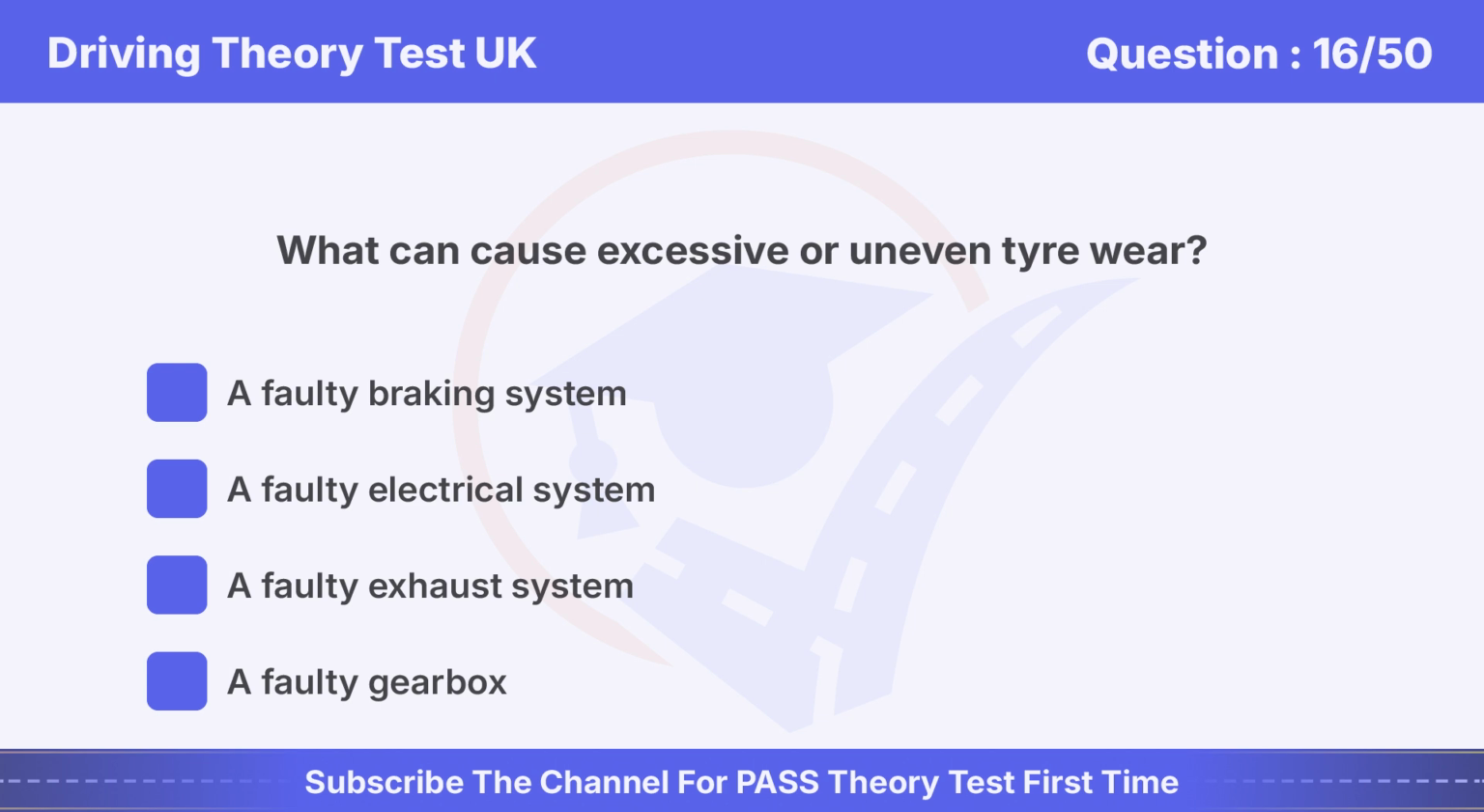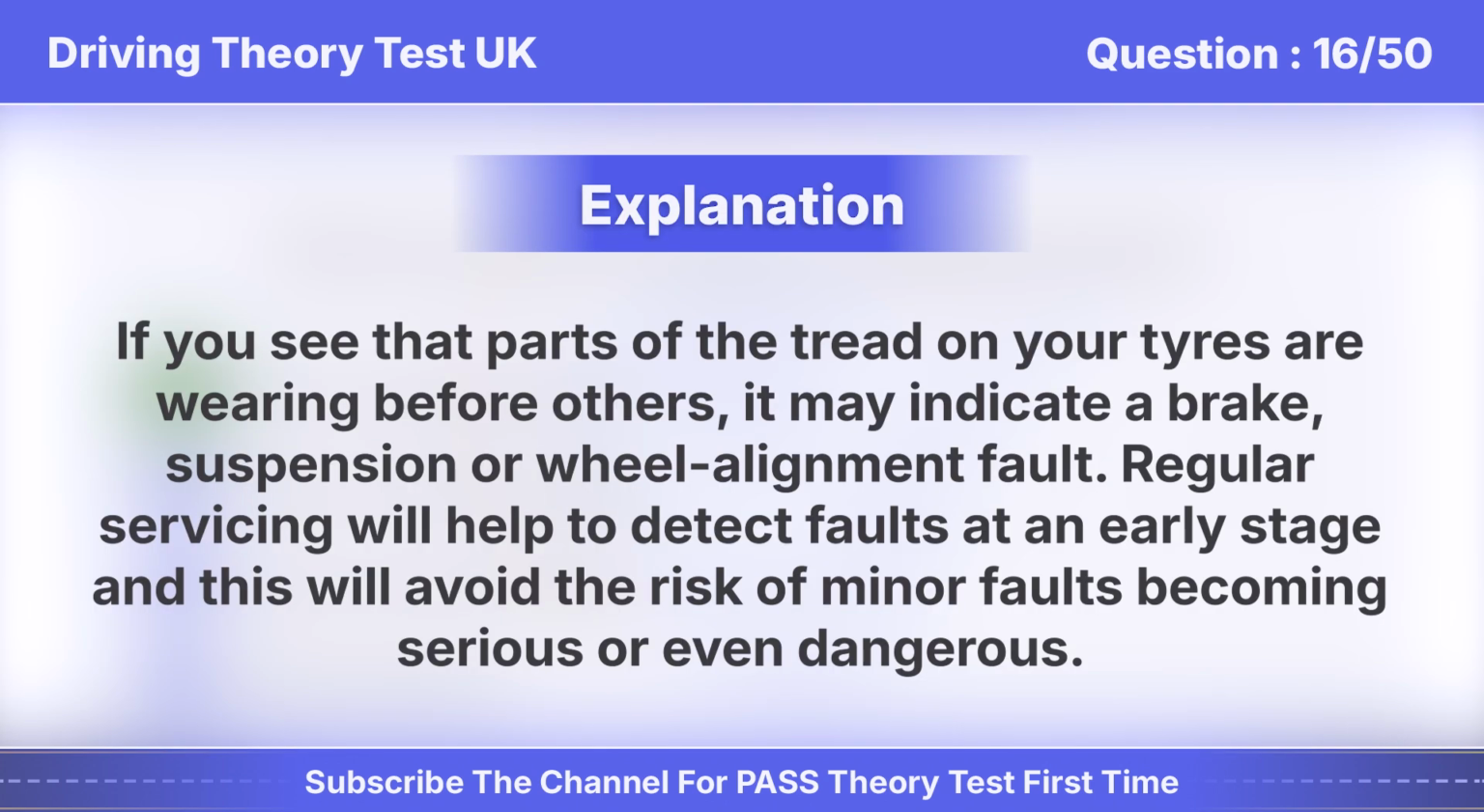Question 16. What can cause excessive or uneven tire wear? Answer is A. A faulty braking system. If you see that parts of the tread on your tires are wearing before others, it may indicate a brake, suspension, or wheel alignment fault. Regular servicing will help to detect faults at an early stage, and this will avoid the risk of minor faults becoming serious or even dangerous.